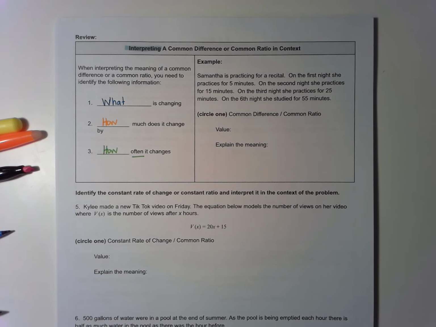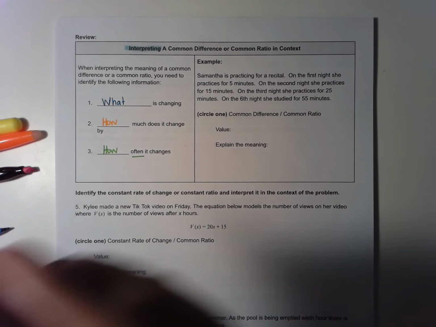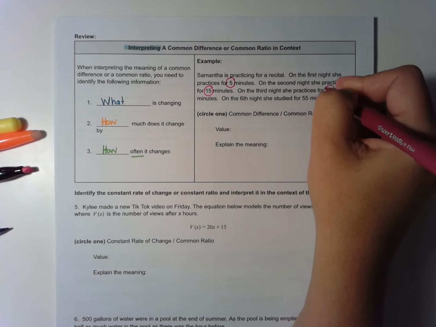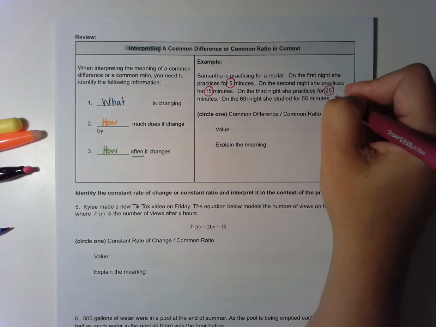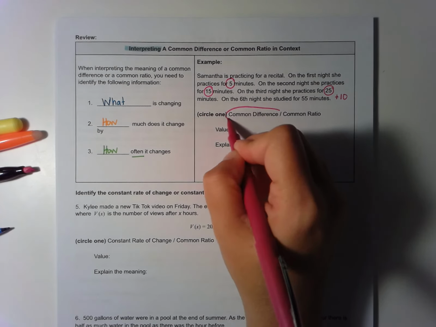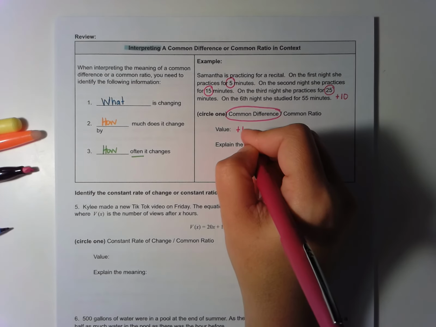We did this in Module 1. So as a review, here's a type of problem we might have seen in Module 1. It says Samantha is practicing for a recital. On the first night, she practices for 5 minutes. On the second night, she practices for 15 minutes. On the third night, she practices for 25 minutes. And then if you skip a few, on the 6th night, she's going to study for 55 minutes. Based on these numbers, the pattern is 5, then 15, then 25, which means I'm adding 10 each time. That means that I have a common difference whose value is plus 10.